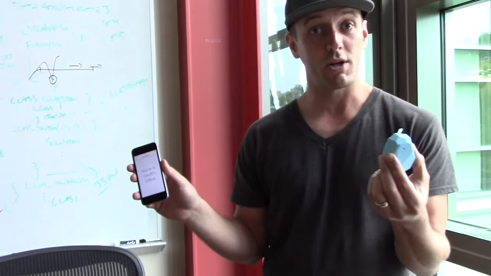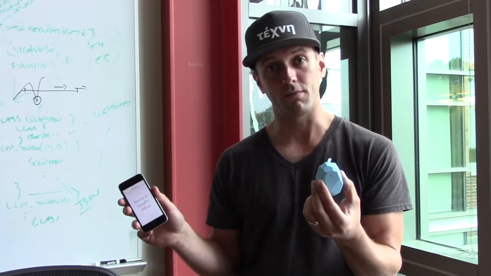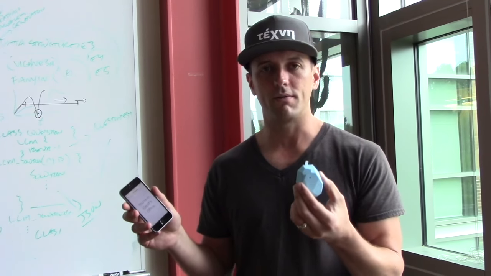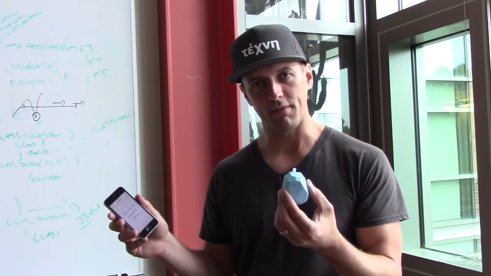When you go out of range, we don't know where you are until you come back in range of one of the beacons. So we're not tracking your location at all times. We only know when, for example, you enter and you exit office hours.